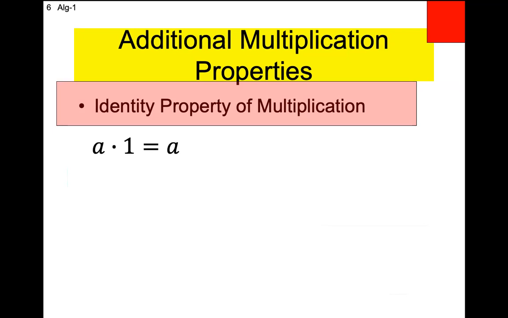Riley, you need to write this down. This is what's on the quiz tomorrow. Associative, commutative, and these properties right here.